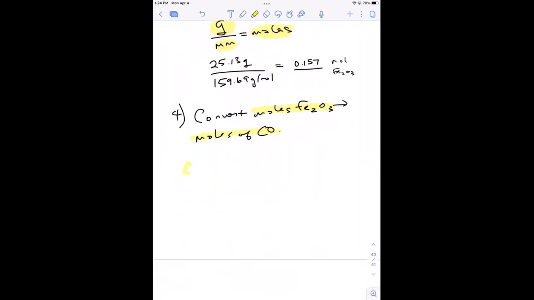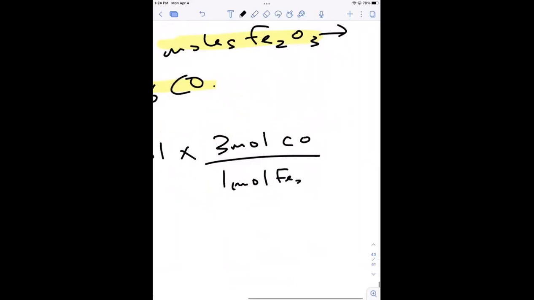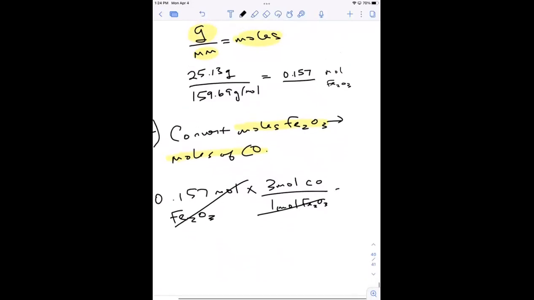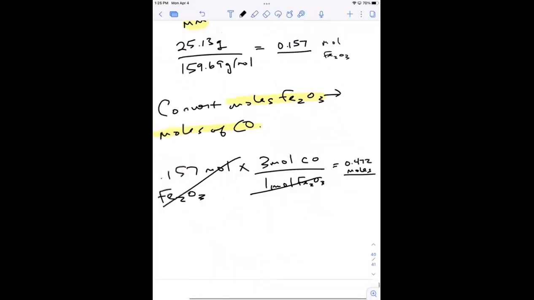Right, so this will be 0.157 mole times what? 3 moles of CO over 1 mole Fe2O3. And this is Fe2O3. All right, so we can cancel that. If you do that math, it's going to be 0.472 moles. All right, questions? Any questions so far?